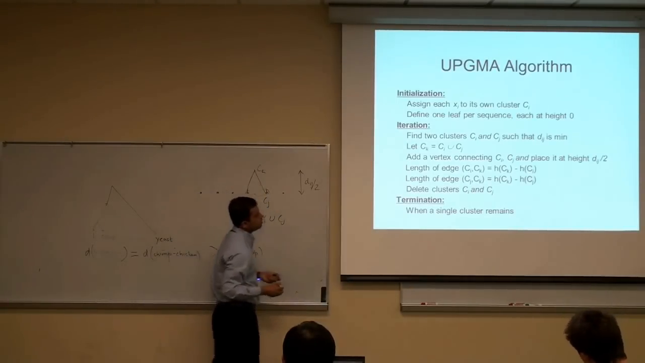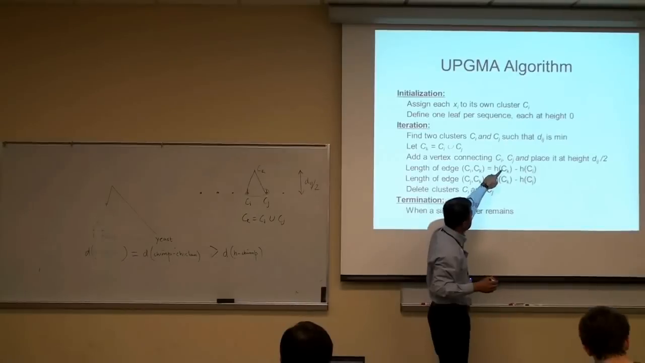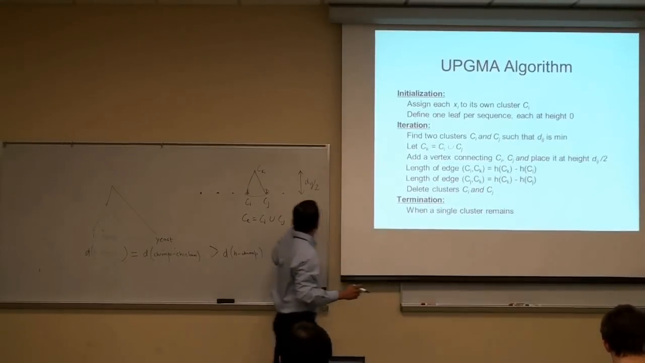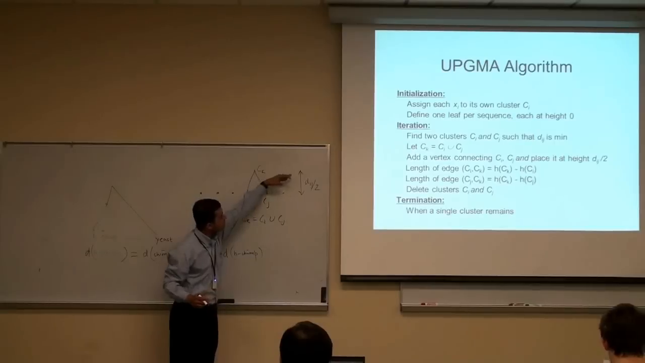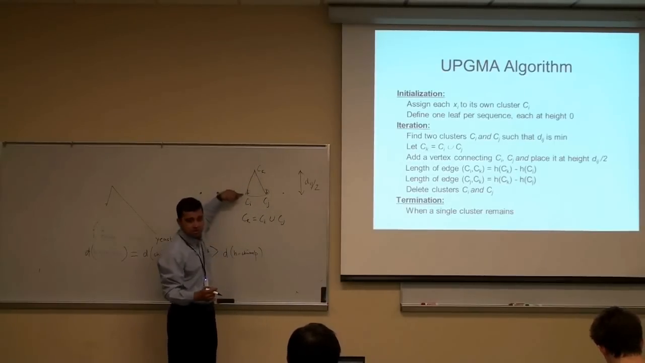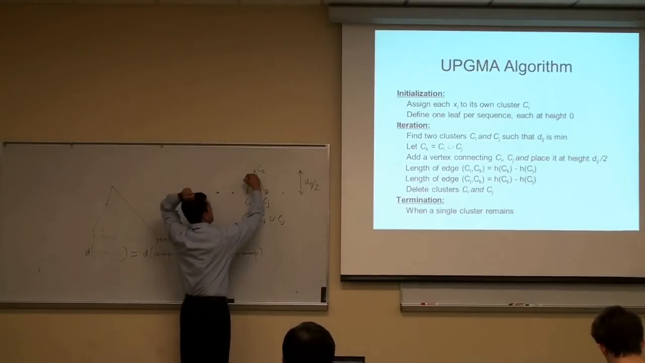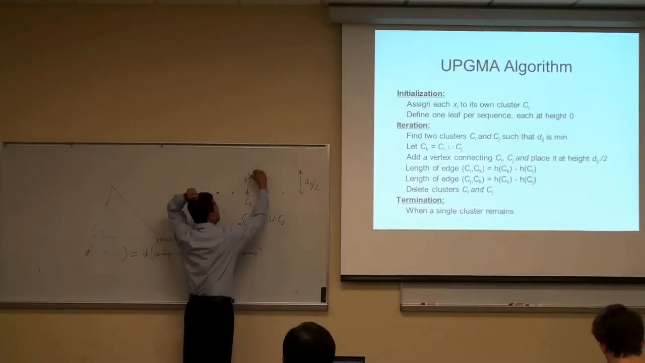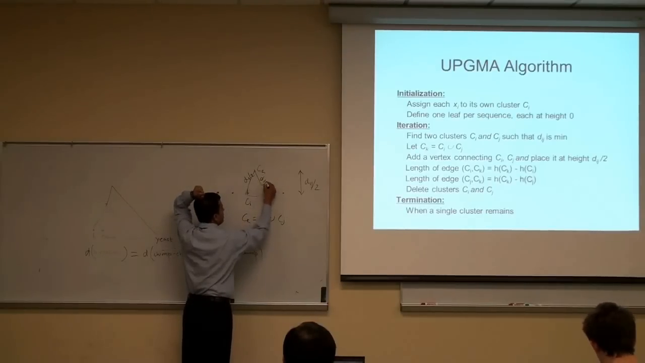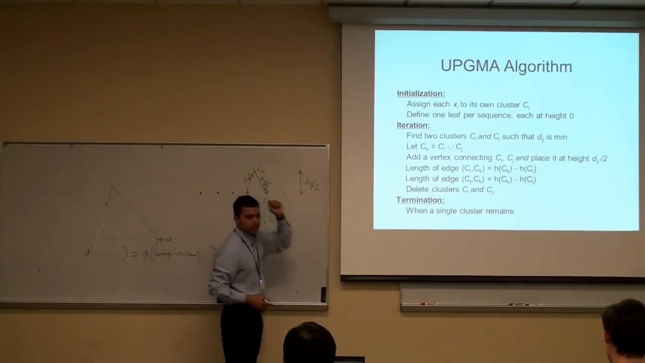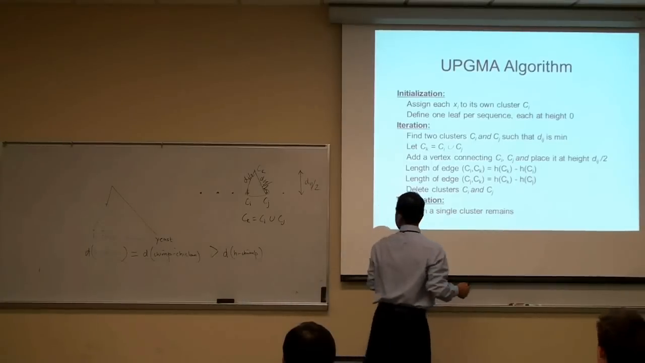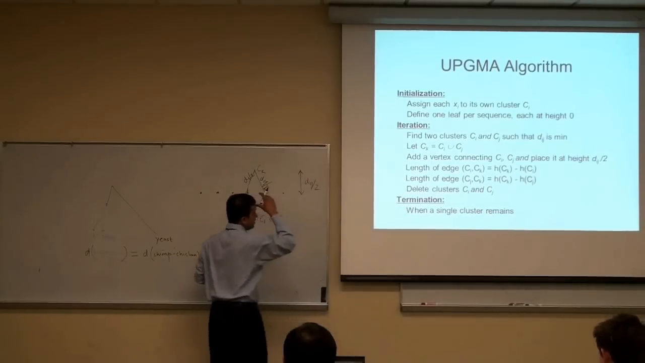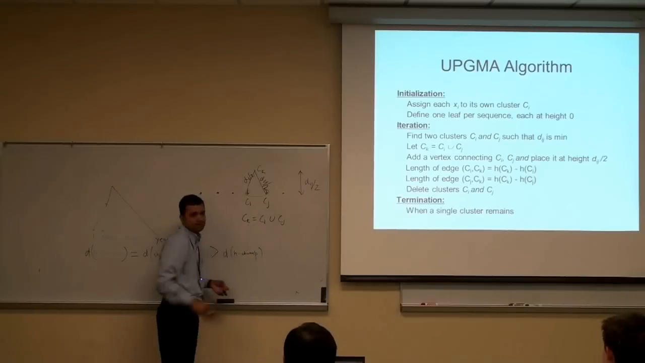The length of this edge should be the height of CK minus the height of CI. In this case, the height of CK is dij by 2, the height of CI is 0. So the length of this is dij by 2, and the length of this similarly is dij by 2, right? And then you can delete the clusters CI and CJ. You can forget about them now.